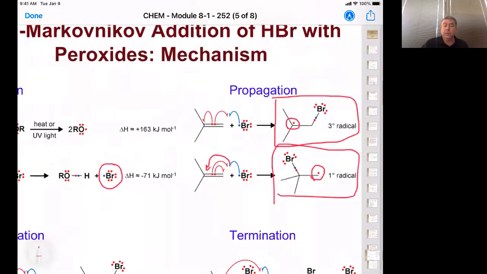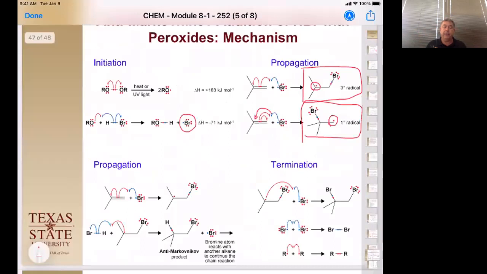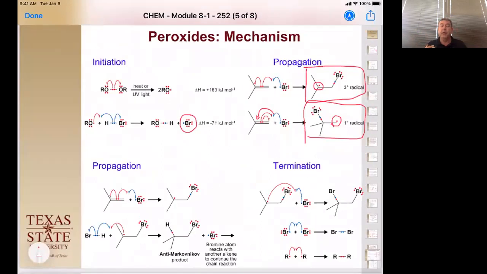Okay, so what can happen is we're going to form a little bit of one, a little bit of the other, but then we have to finish the reaction. Okay, to finish the reaction, we have to either transfer a hydrogen from the HBr to the final radical to give us our anti-Markovnikov product, or we can actually have it attack with another bromine radical to finish the reaction and end up with a dibromo compound. But notice if we had this species, we'll end up with the anti-Markovnikov product. If we have this species, we'll end up with the Markovnikov product.